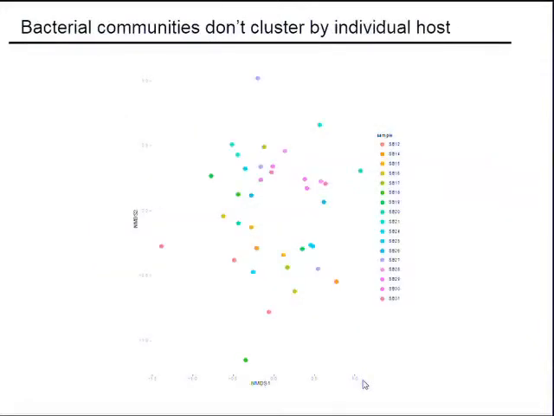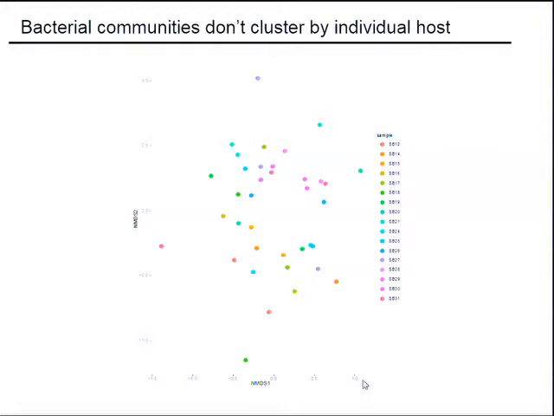And I too have some ordinations to show you. This first is colored by bug, so each one of these samples is a different bug that has the crypts plus another midgut section taken from it. And you can see this doesn't really show much of a pattern at all. There's a lot of colors all over the place.